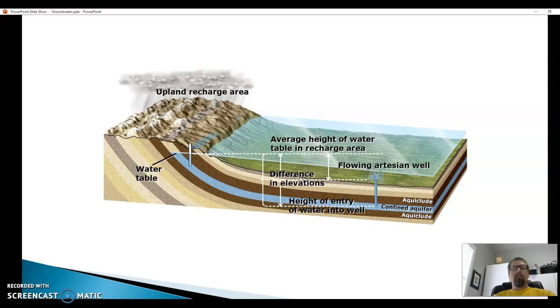All right, so I'm going to stop here, and then I think in a separate presentation we'll talk about how we can look at the movement of water through the surface.